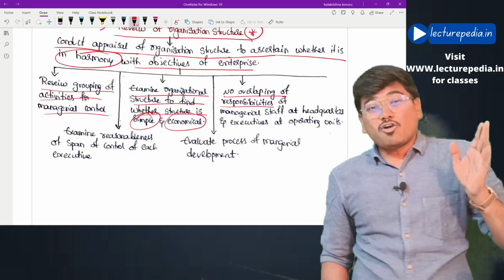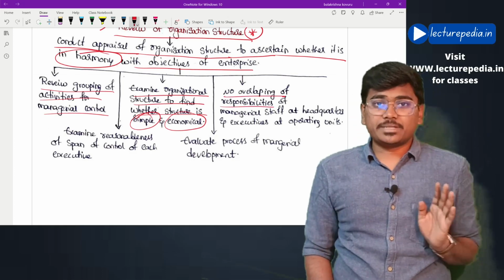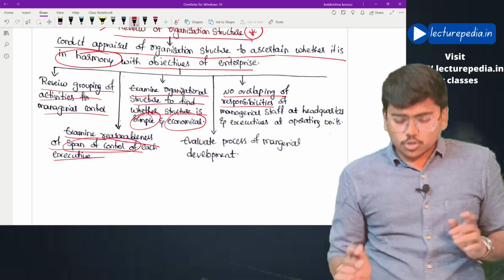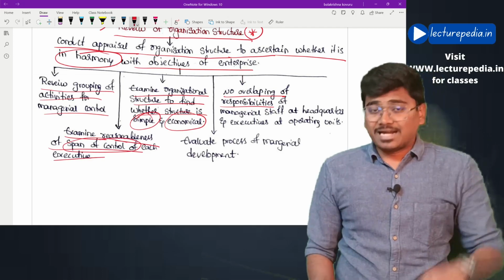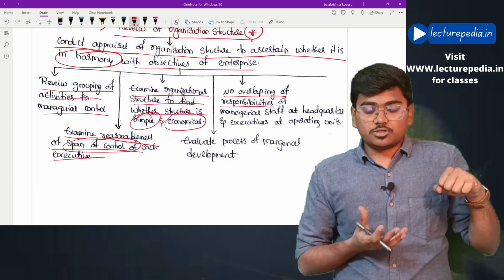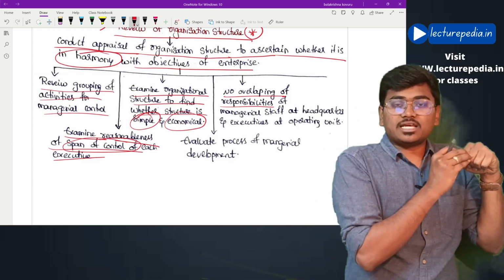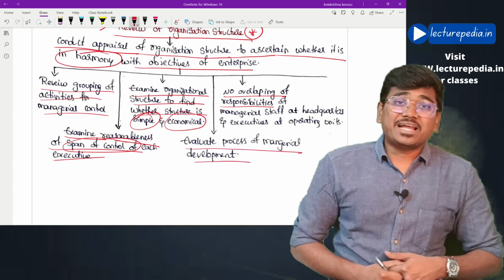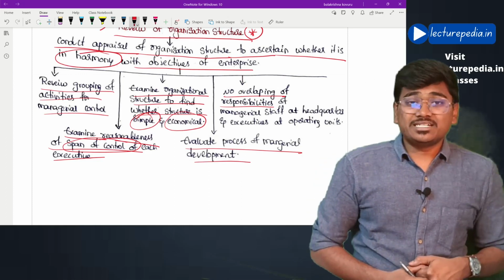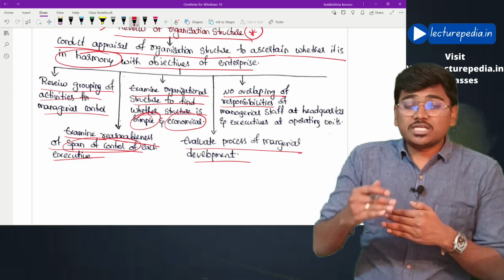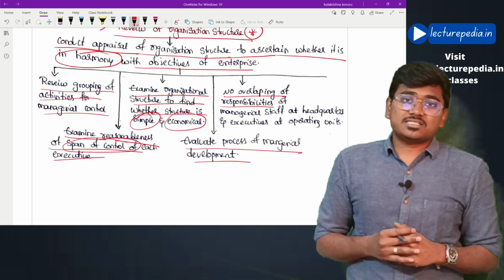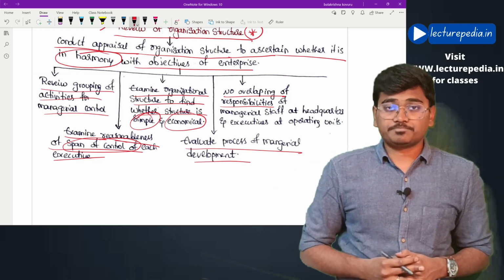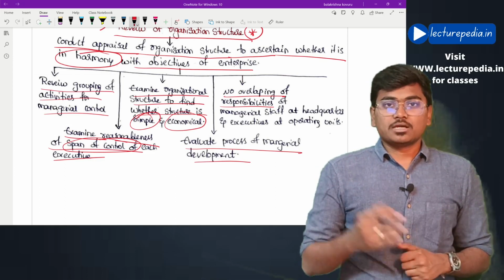Next, there should be no overlapping of responsibilities between two departments; even that has to be taken care of. And examine the reasonableness of span of control of each executive. Span of control means under each executive how many employees are present. How many employees will report to one particular executive will be checked by the auditor. Next, evaluate the process of managerial development in the organization: how the entity identifies future managers, how the entity develops managers for various roles, how this structure is present in the organization. This will be reviewed by the internal auditor.